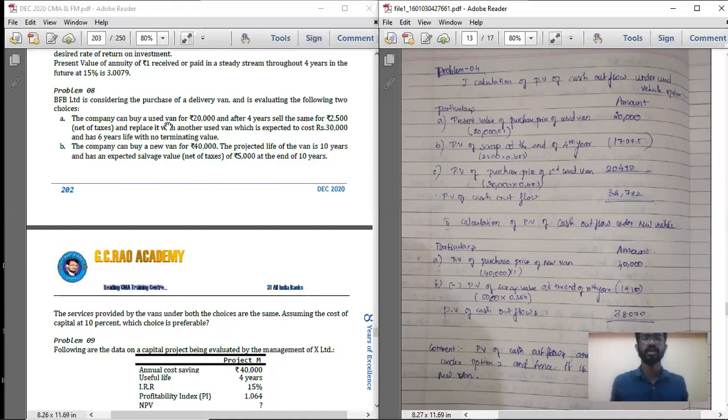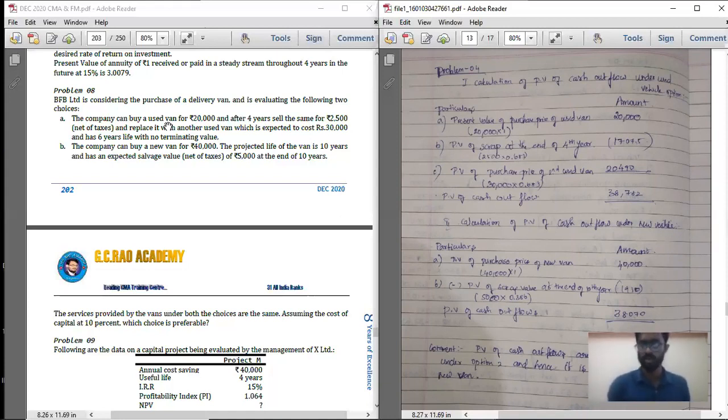You are doing this transporting business. Your first option is to purchase a used van today and use it for next 4 years, and at the end of 4 years sell that used van for 2,500 rupees and purchase another van for 30,000 rupees at the end of the 4th year. Use the 30,000 rupees van for next 6 years, and at the end of 10th year that van will also get demolished, that is it will go obsolete and there will be no terminating value for that van. So that is the option 1.